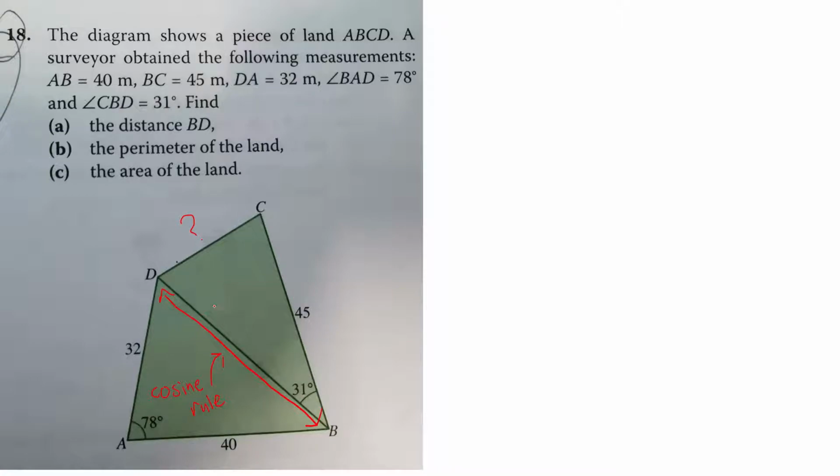Again, from part A, our answer from part A is down here. We have the included angle as well as 45. We want to find the opposite side. Again, you apply cosine rule for this side. Then we will get the length of CD. So after we get the length of CD, remember to add up the other sides.